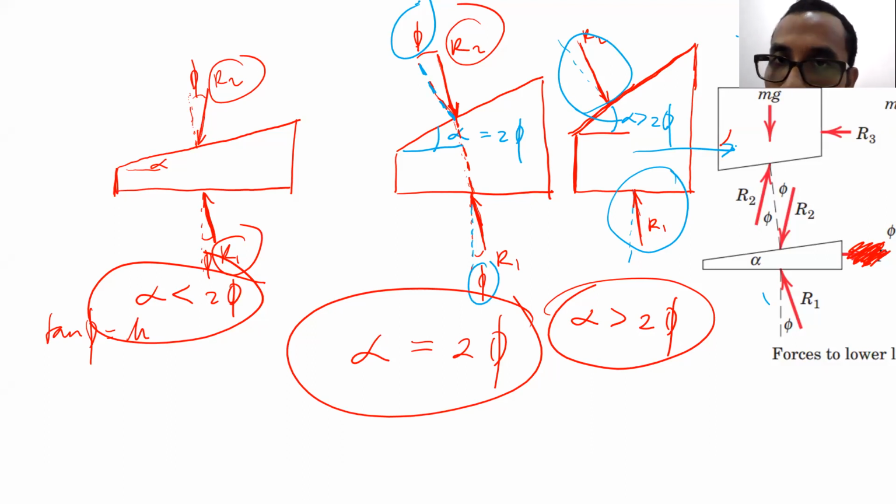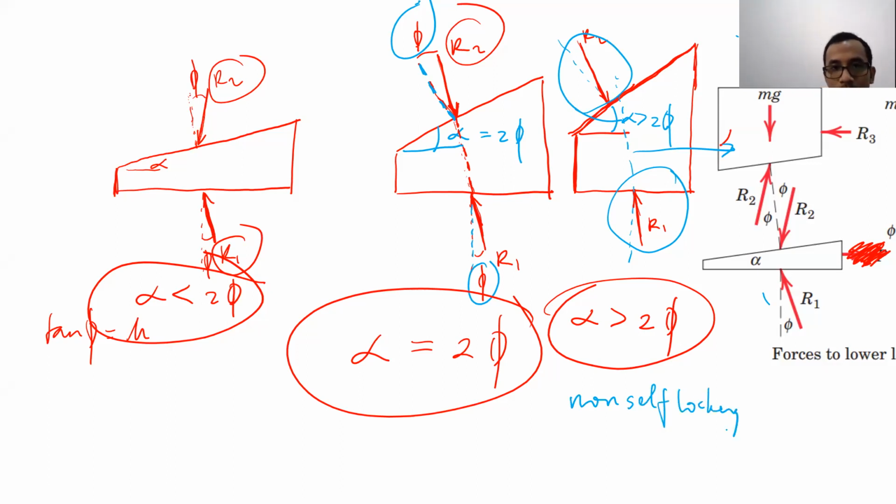Previously it was in the same line of action, but this one will not be in the same line of action. So the total force of R1 and R2 will be pushing the wedge to the right. So this is the condition of non-self-locking. And this is the condition of the self-locking limit.